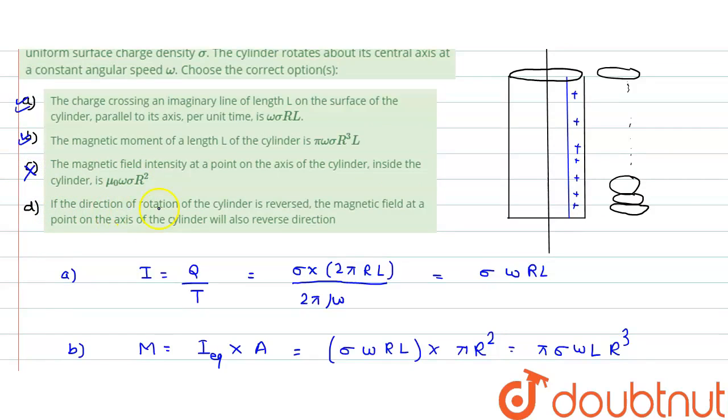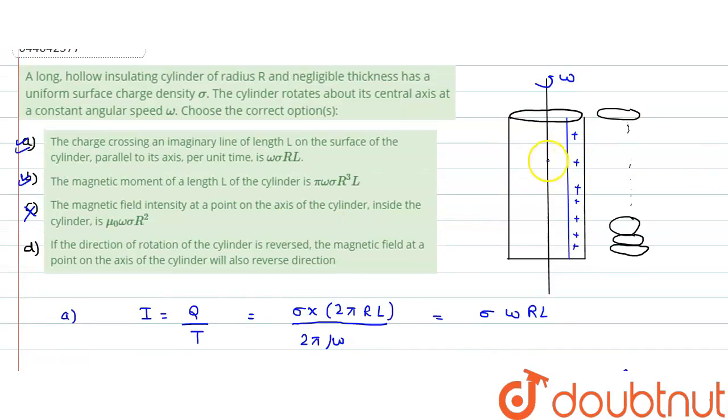So this is wrong. Now if the direction of the rotation is reversed, the magnetic field at the point will also be reversed. So for example, if these are positive charges and we are rotating it clockwise, what would be the direction of the magnetic field? It would be upward by using the right hand thumb rule. Now if we are changing the orientation and rotating like this, then by using the right hand thumb rule, we get the direction of the magnetic field in the negative direction. Okay, so D option is also the correct option.